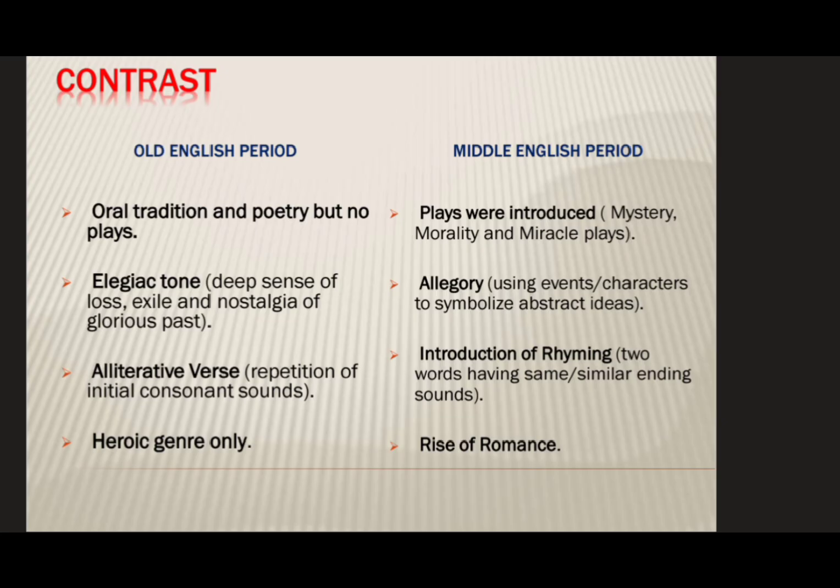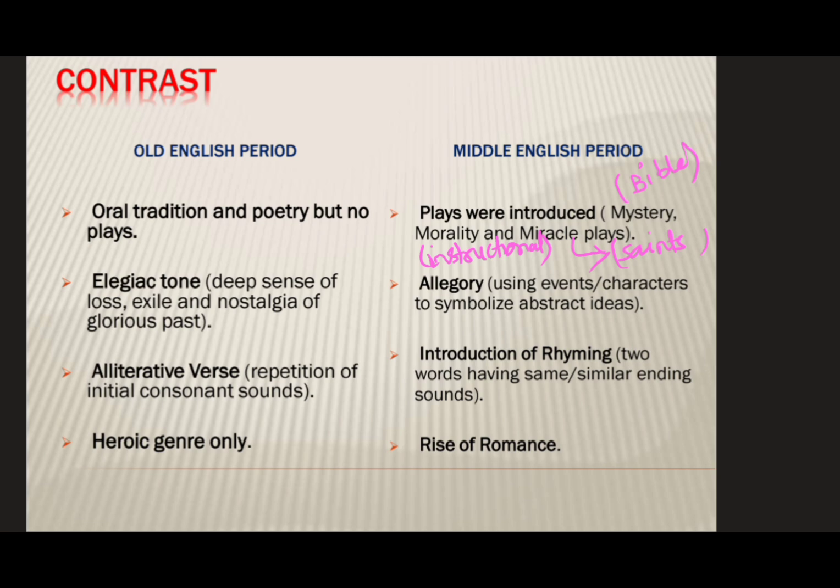So the first contrast is Old English period used to follow this oral tradition and they used to have one form of literature, that is poetry. Whereas in the Middle English period, we saw the introduction of plays. What kind of plays? Mystery, morality, and miracle plays. Mystery plays were those plays that were written from the Bible. Morality plays were the instructional plays, often fictional or non-fictional, and miracle plays were the lives of saints. So these were the three kinds of plays popular in Middle English period.